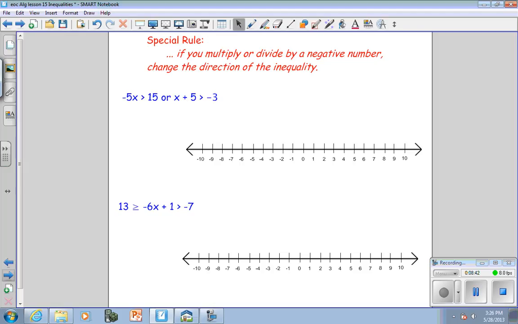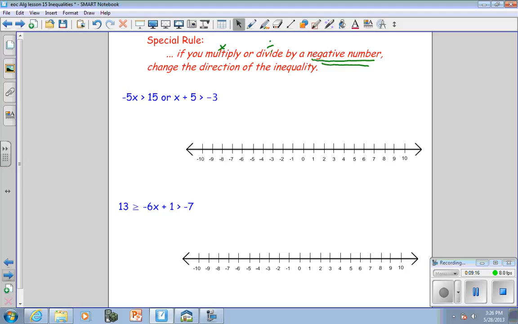On the next page, we have introduced a special rule. There's really only one rule that's different in inequalities than in equations, and that is if you multiply or divide by a negative number, this is only multiply or divide, you change the direction of the inequality. So greater becomes less and less becomes greater. We'll see how that works here.